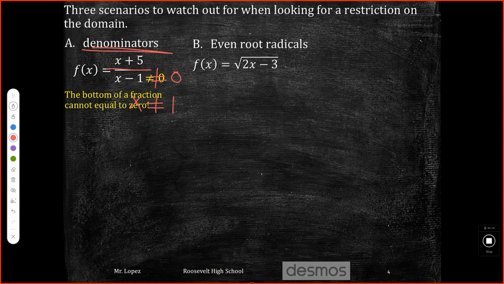So even root radicals, the inside of a radical has to be greater than or equal to 0. So this is how we attack it. See, for a rational, the bottom can't equal 0. For a radical, the inside of a radical has to be greater than or equal to 0. So if you solve this, you add 3, so 2x has to be greater than or equal to 3, divided by 2, x has to be greater than or equal to 3/2.